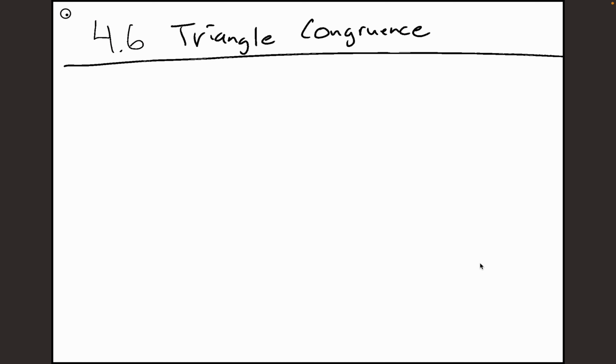We're going to be given 2 triangles, and based on their sides and angles, we're going to be able to tell if those triangles are congruent or not. Based on just sides and angles, okay?